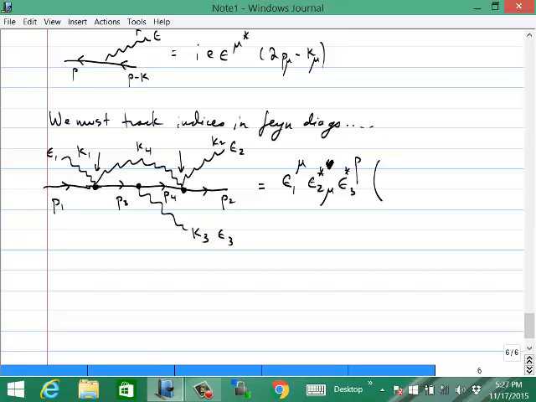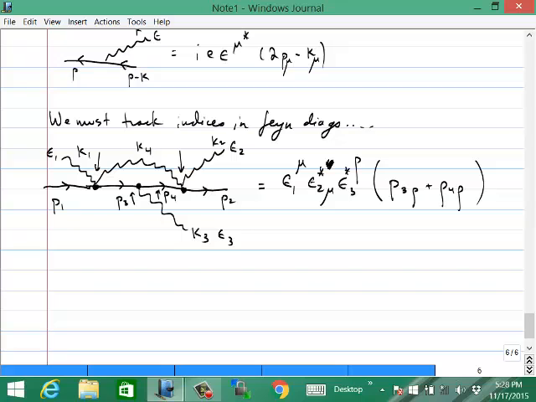And then the epsilon 3 is going to be contracted with the momenta of these guys. So you'll get a P3 rho plus P4 rho. And then, of course, the momenta P3 and P4 are going to be determined by momentum conservation as being built out of P1, P2, K1, K2, and K3. Okay. So the only point of this is that we really need to be careful to keep track of how the indices all get matched up in these Feynman diagrams.